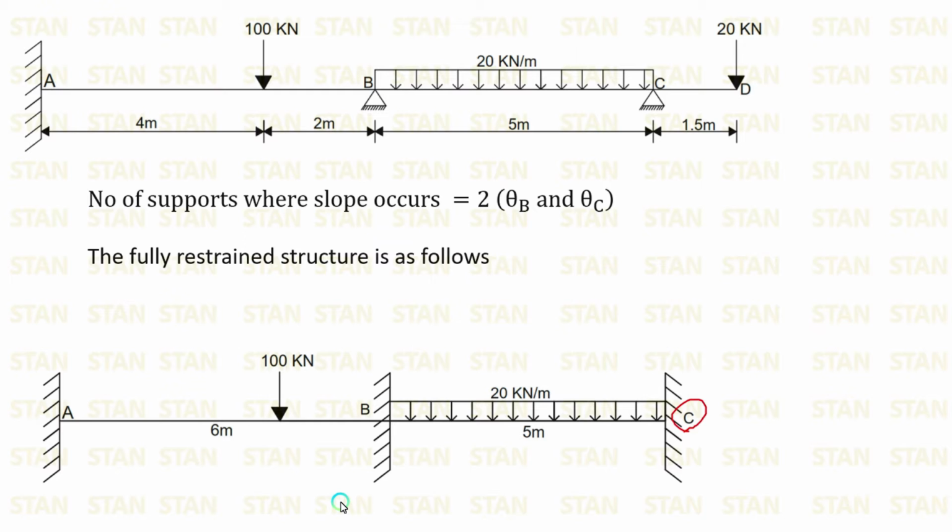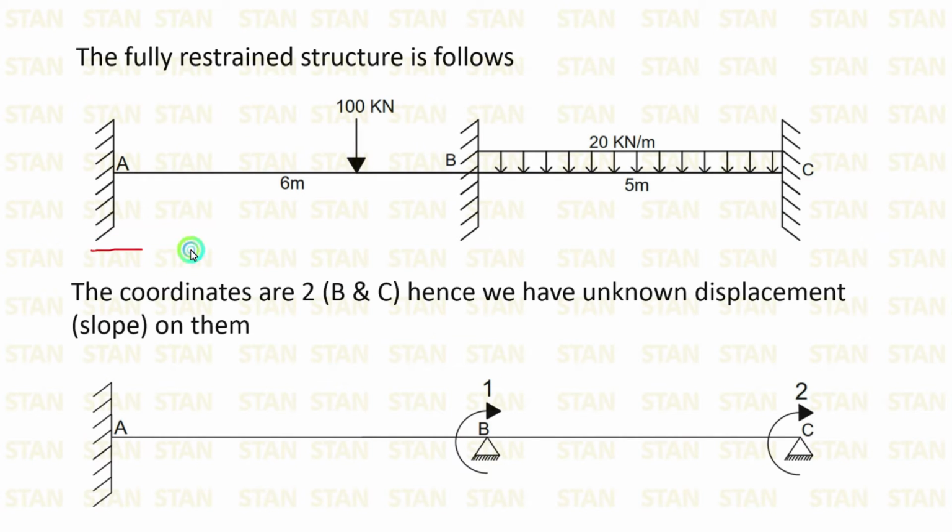And it is not continuing after the point C. Right now in this beam there is no slope because all the supports are fixed. That is why it is called the fully restrained structure. We have made the fully restrained structure. Now let us make the coordinate diagram.